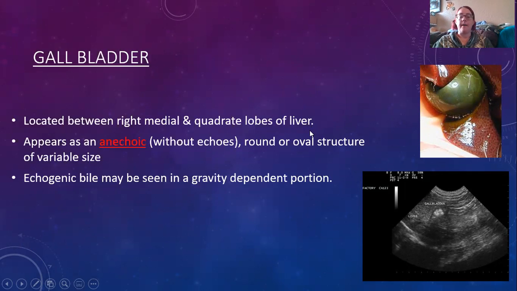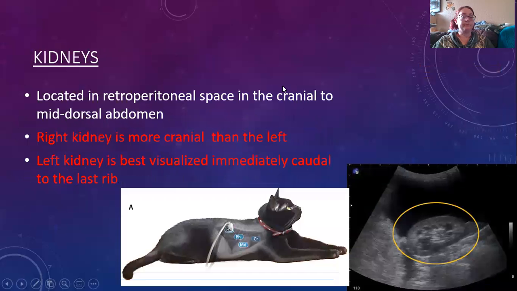We'll see bile typically as an anechoic coloration, so black coloration. Although if there are stones or some material that is echogenic, then it may be seen based on how the animal is positioned, in a gravity-dependent position. So if the animal is standing, we might see it where gravity is going towards the belly. If they're laying on their side, it can be in a slightly different position.